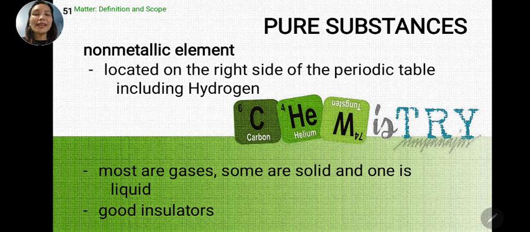So, yung non-metallic elements, they are located on the right side, including hydrogen. Most are gases, some are solid and one is liquid. They are good insulators, or ini-insulate nila yung heat at saka electricity. Magkasalungat sila ng ability to insulate ng metals.